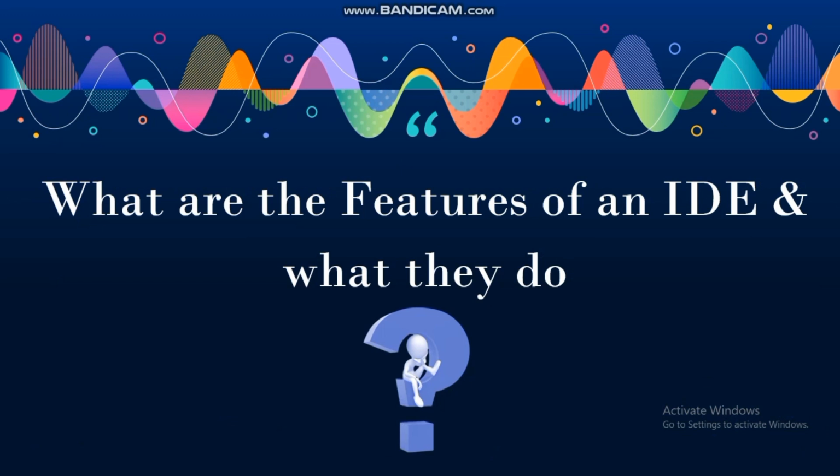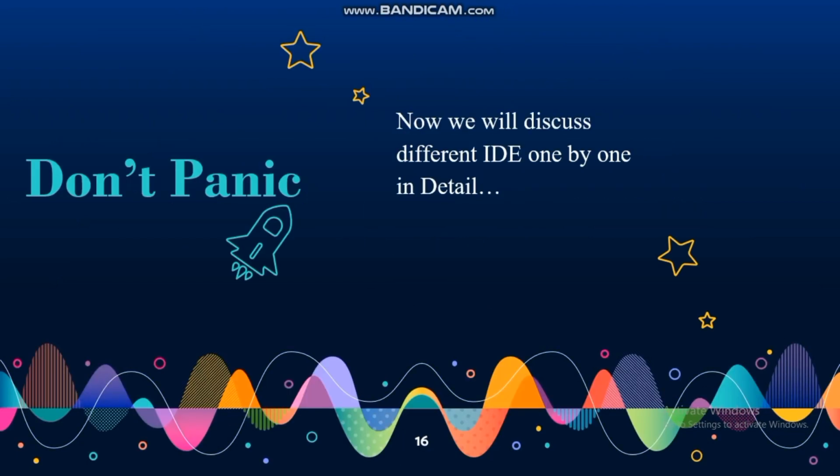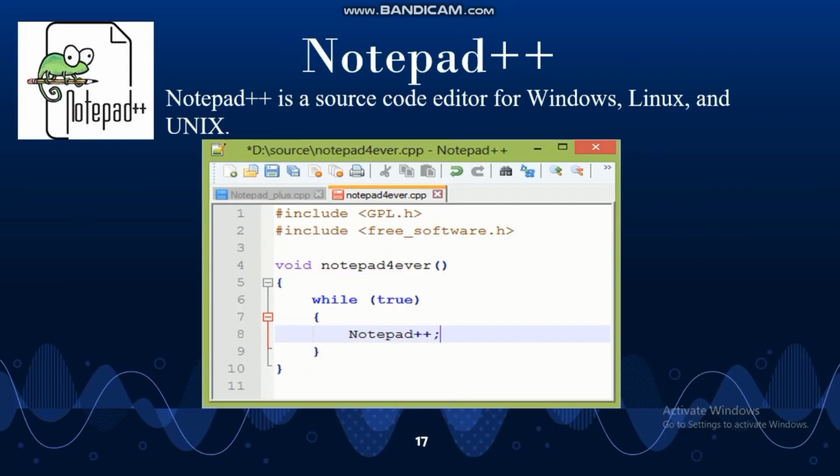What are the features of an IDE and what do they do? Common features of an integrated development environment: an IDE typically contains a code editor, a compiler, which we have discussed, an interpreter, and a debugger which debugs your errors, accessed through a single graphical user interface. The user writes and edits source code in the source code editor. Don't panic, we'll discuss different IDEs one by one in detail, and you will become familiar with all these software editors and languages. The first one is Notepad++.